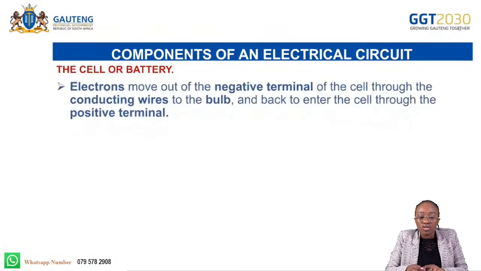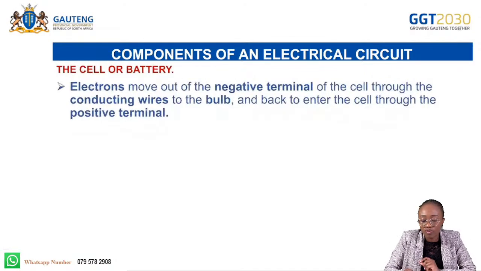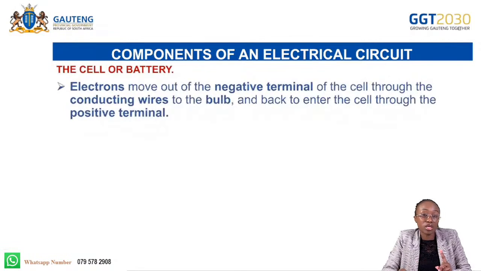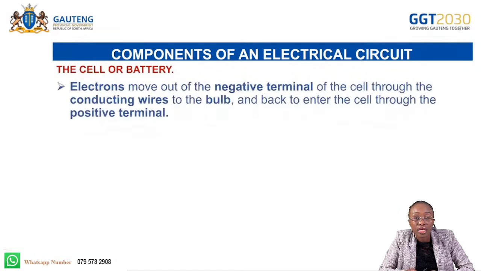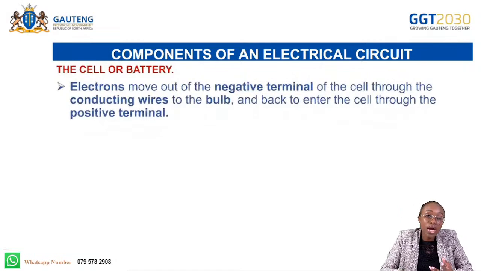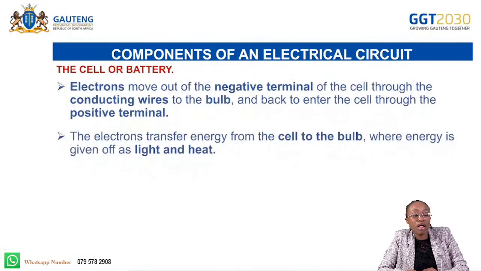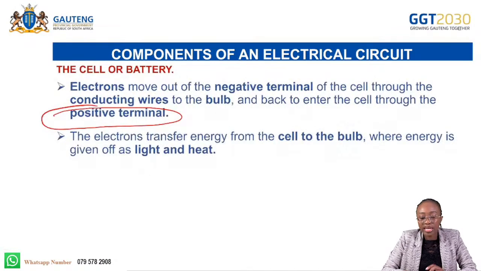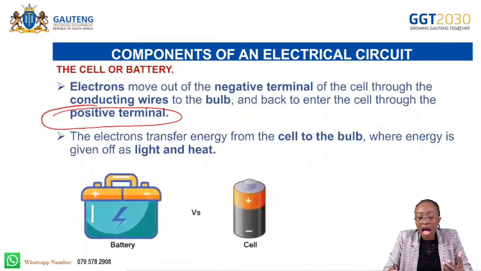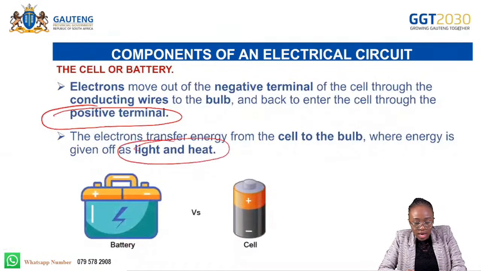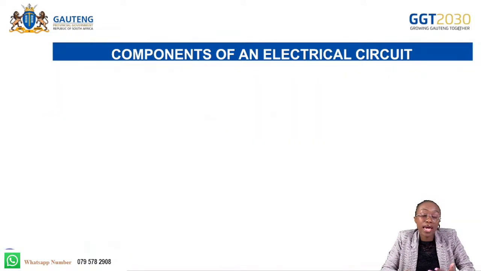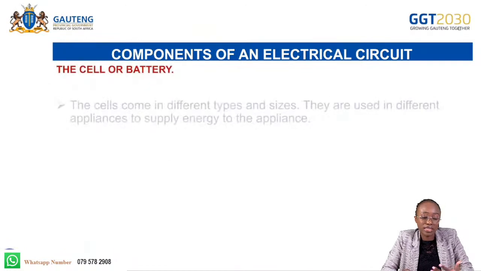More on cells. How do electrons move out of the cell? Electrons move out of the cell via the negative terminal, through the conducting wires, through the bulb, and they enter the cell through the positive terminal. So electrons are able to transfer energy from the cell to the bulb, allowing the bulb to light up or to switch on, giving energy off as light and heat.